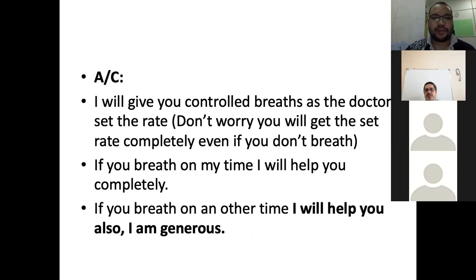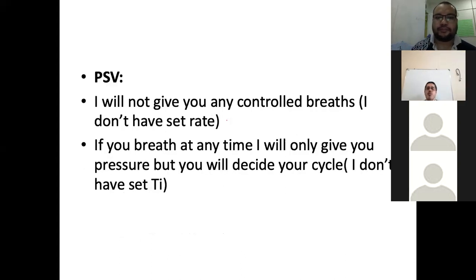Okay, next, assisted control. So assisted control, I will give you controlled breaths as the doctor said, the rate. Don't worry, you will get the set rate completely, even if you don't breathe. If you breathe on my time, I will help you completely. So now we still have the same features like SIMV. Now here there is the difference. If you breathe at another time, I will help you also. I am generous. So this is the major difference between assisted control and SIMV. Here, if the patient breathes even at the 3rd second, he will get support by the machine completely.